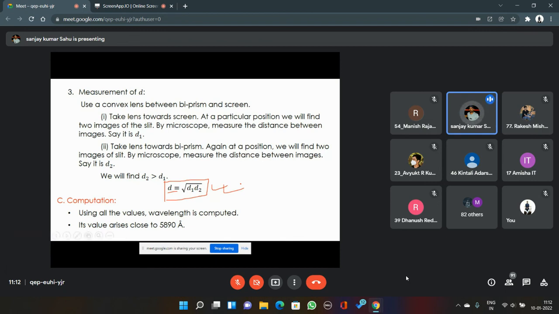So this is all about the Fresnel biprism experiment. This is quite similar to your Young's double slit experiment. The only thing is that in Young's double slit experiment, you can find the small d, the distance between two slits, directly by using a scale. Here you have to use an optical method to find the distance between the two virtual sources S1 and S2. That is the only difference. Apart from that, the mathematics and the physics are the same. Any doubt?